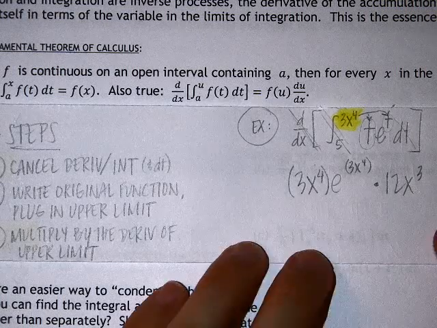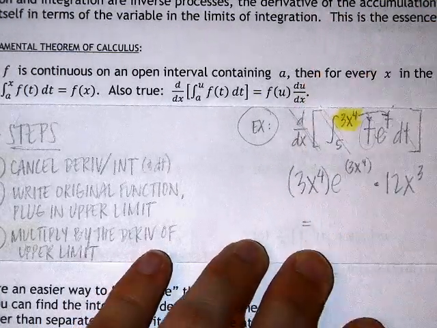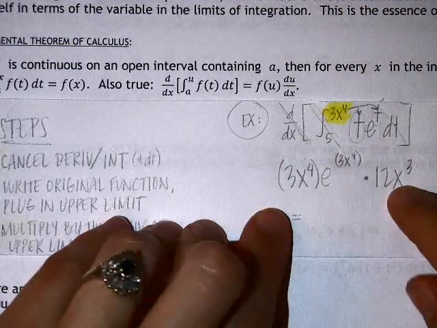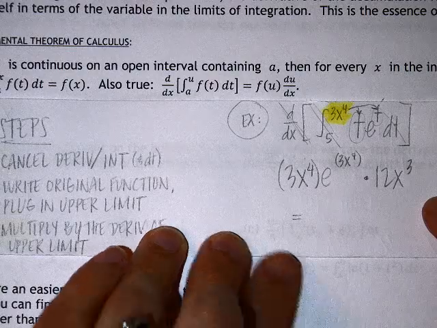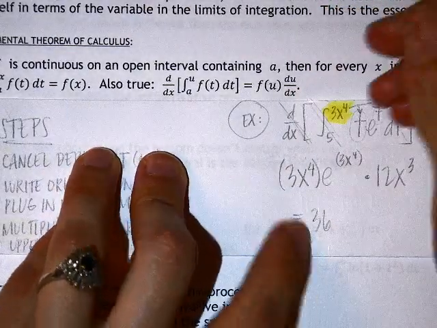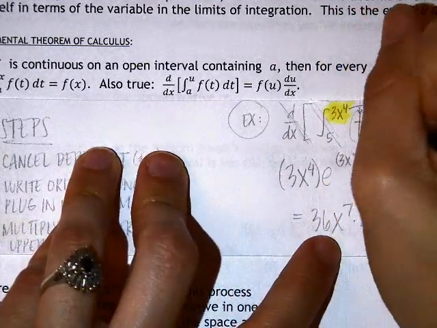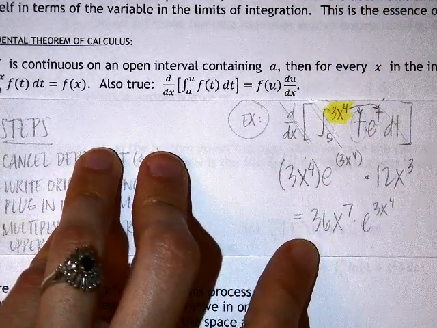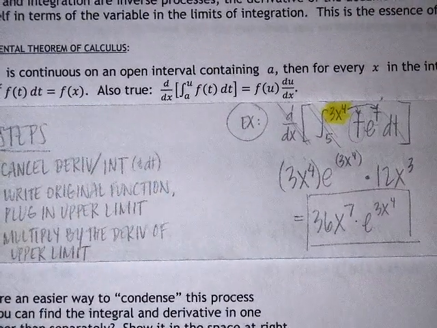If it's bothering you because you're like, oh, clean that up, Herbert, that's an awful looking answer, you can totally clean it up if you want to. That's an optional step. It's just like the chain rule. You can clean things up. It's not like you have to. But if you wanted to, 12 times 3 would be 36. Then I have x to the 4th and x cubed, which is x to the 7th. And then I have my e to the 3x to the 4th. And that is my answer.